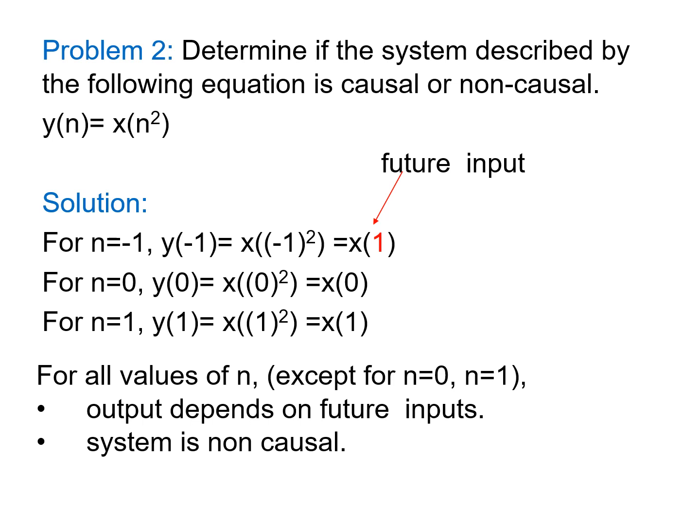If we look at the three answers, here n is equal to -1, then y of -1 is x of 1. So here the present time index is -1, but we are getting future input x of 1. So this system is a non-causal system. Here in this example, if we take some other values of n also, except for n is equal to 0 and 1, for all other values the output depends on future input. Hence the system is non-causal.